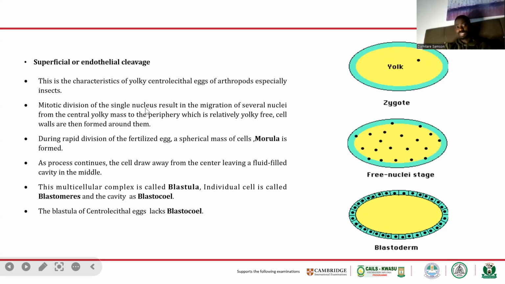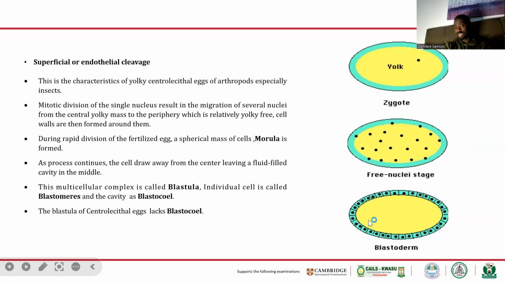So the mitotic division of the single nucleus results in the migration of several nuclei from the central yolky mass to the peripheral region, which is relatively yolk-free, to all the sides. Yolk-free. And that is what you have here. Cell walls are then formed around them.